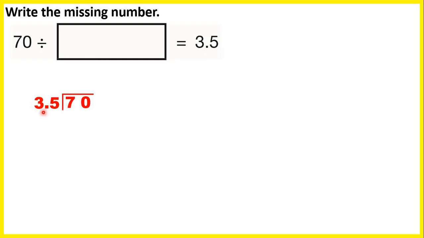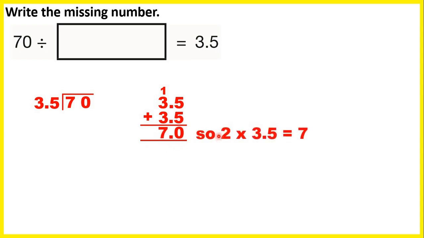So we need to work out our 3.5 times table. If we work out 3.5 plus 3.5, that will give us the answer to 2 times 3.5, because adding a number to itself is the same as multiplying it by 2. And that gives us 7.0. So 2 times 3.5 is 7, because if we have a 0.0 on the end, we have a whole number.